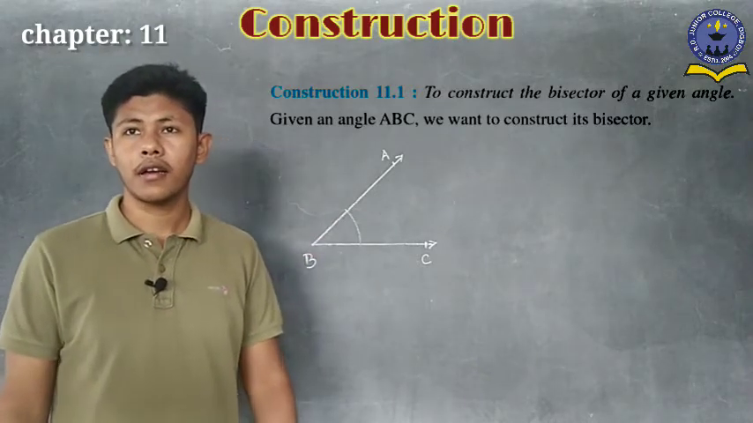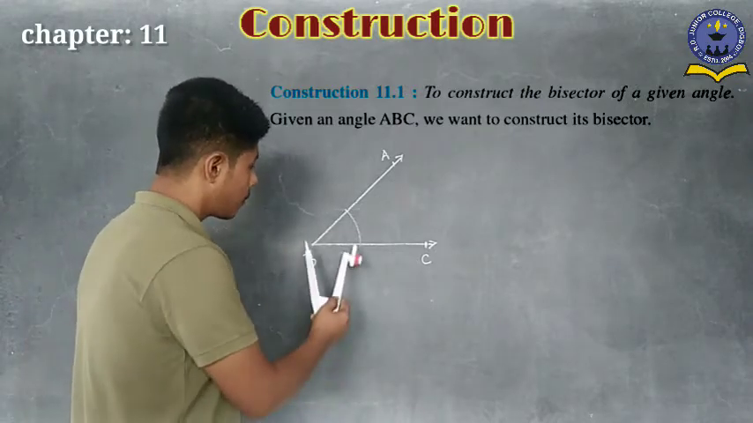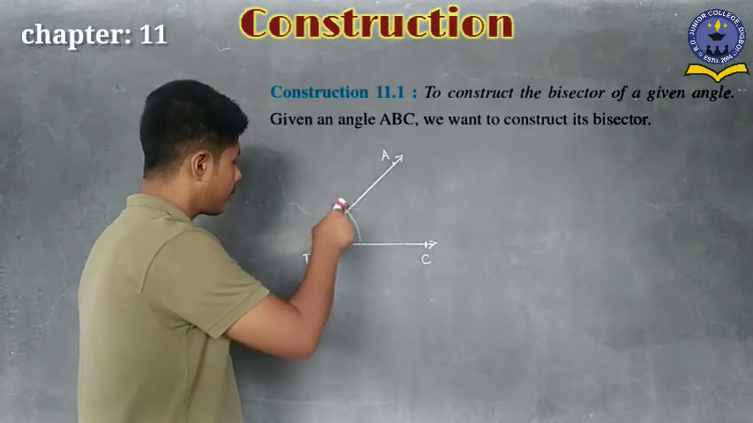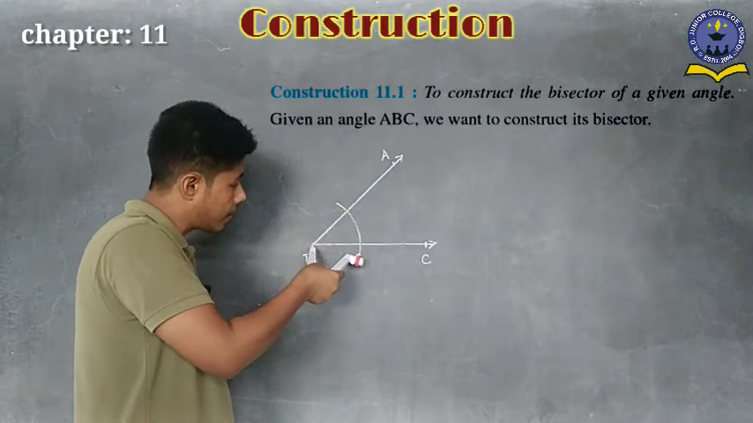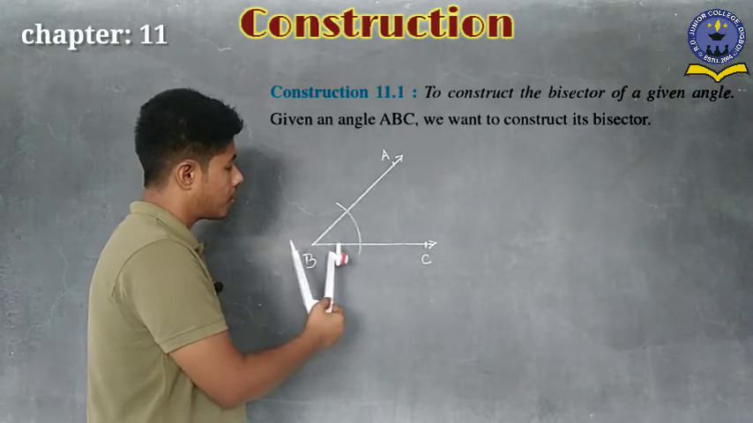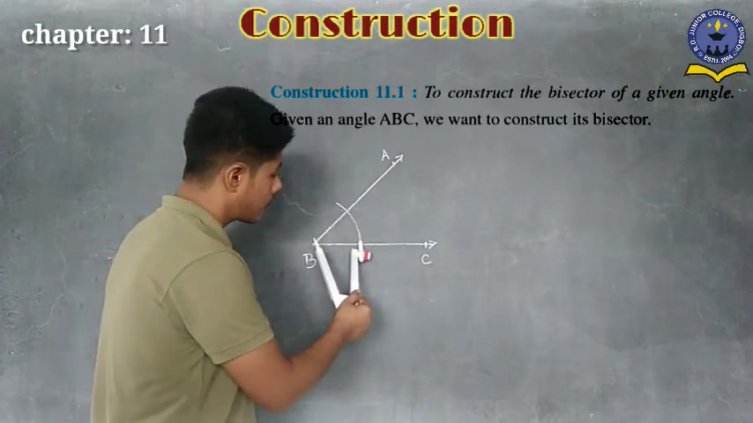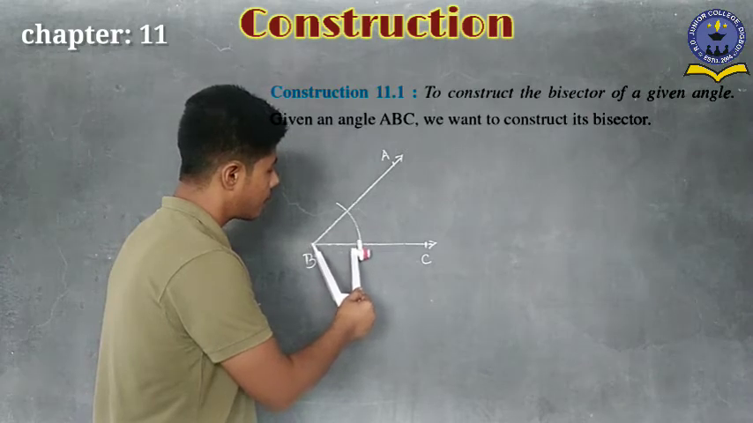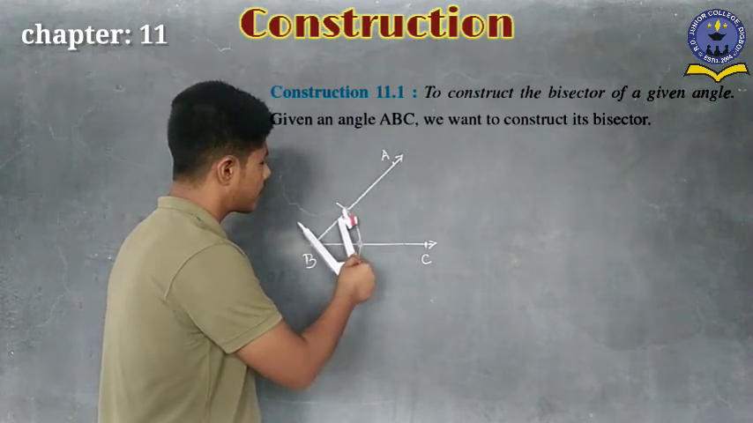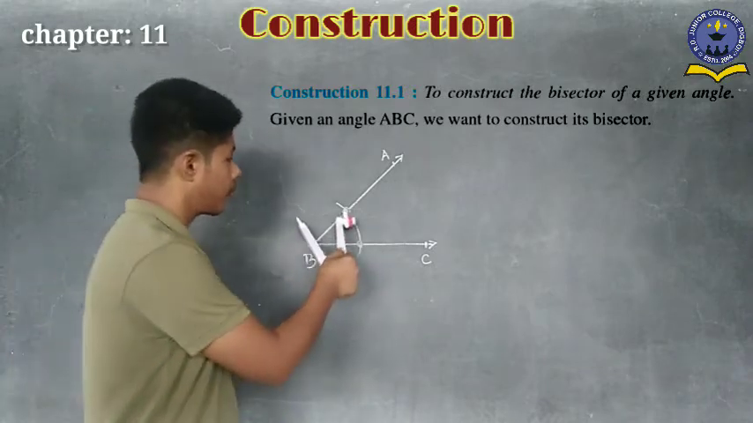Is it clear? Now after drawing this arc, if you extend the line, this arc bisects BC and BA at two places. One place is here and another place is here, isn't it? So these two places we have to mark properly.